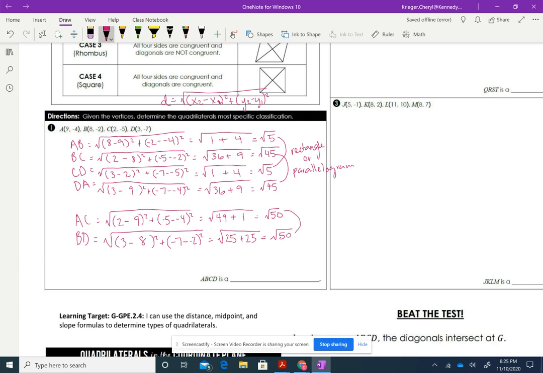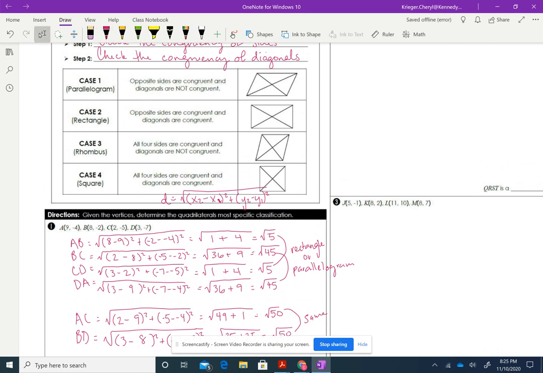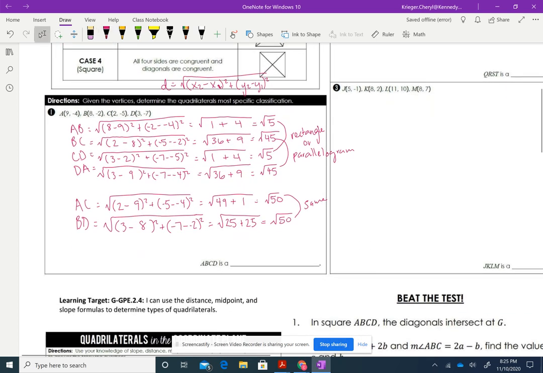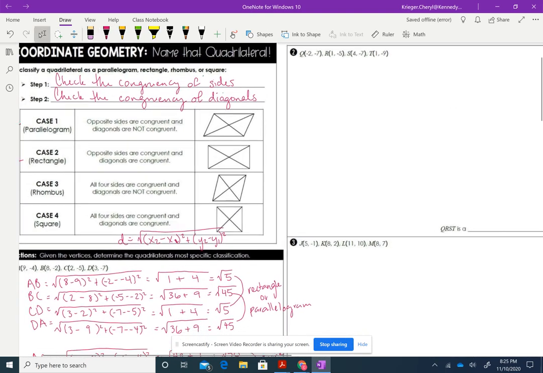Alright, so are my diagonals the same? Yes, they are, right? These are the same. So I'm looking for my cases, right? And I was looking between case 1 and 2 for a parallelogram and a rectangle because they only have 2 sets of congruent side lengths. And when the diagonals are congruent, it is a rectangle. So ABCD is a rectangle. Okay, so you guys are going to do number 2 and 3.